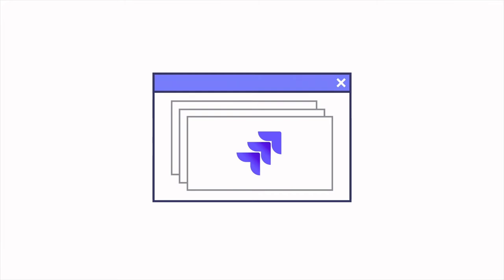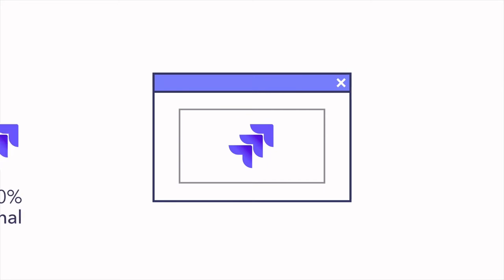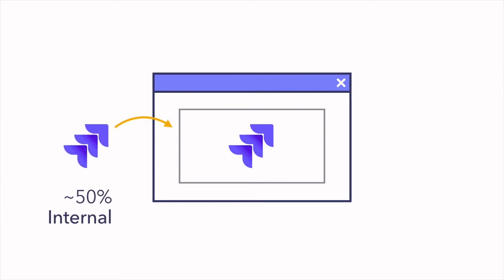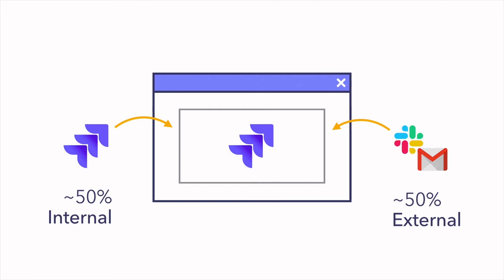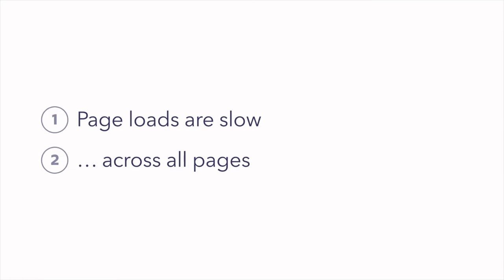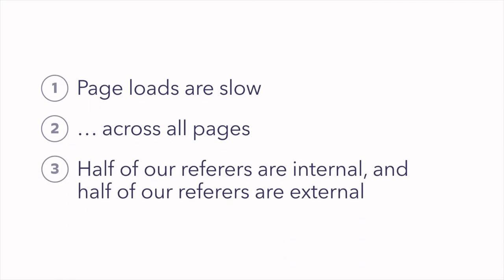And the last thing that's quite interesting is we discovered that roughly half of our traffic is coming from internal, if you want. So it's users navigating from one Jira page to another Jira page. And the other half is external traffic. So that's somebody clicking a link from an email or from Slack or entering a URL to the browser. So let's sum this up. First thing, page loads are slow across all pages of Jira. And we have a roughly 50-50 split between traffic that is coming from internal and external traffic.